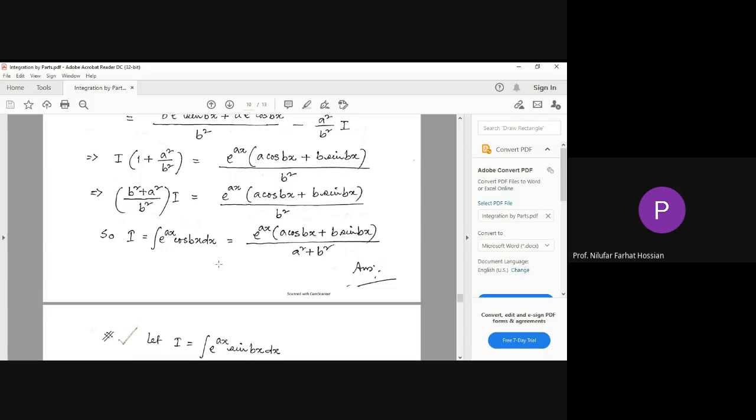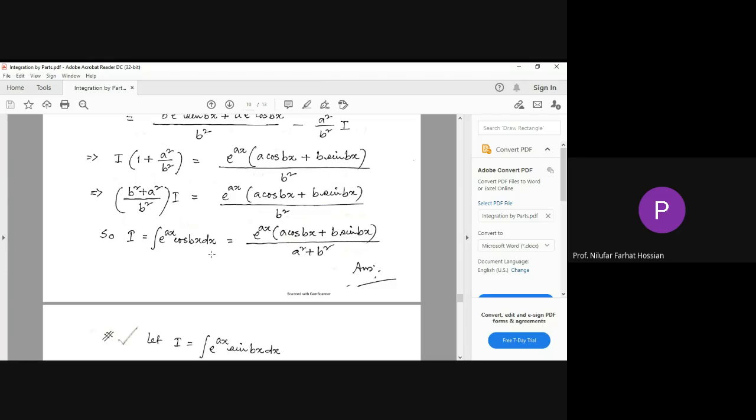Sometimes when you do differential equations, you may get this type of integration. In that case, you can use this result directly.